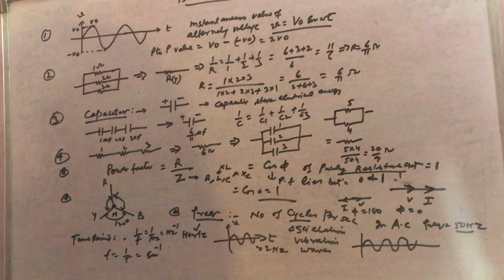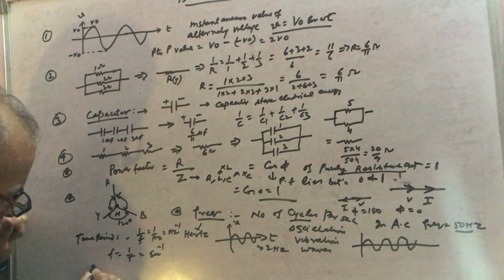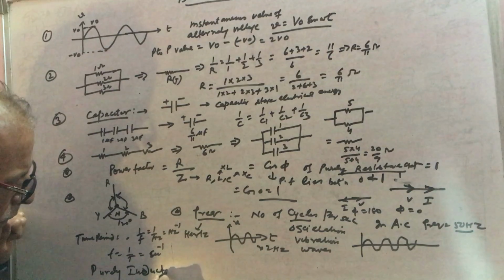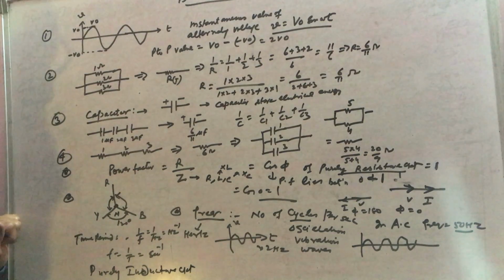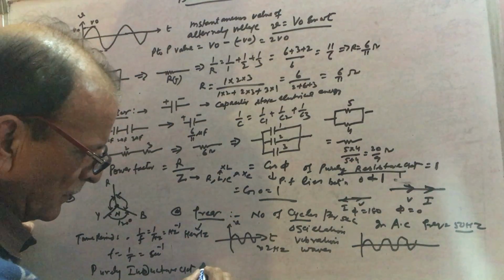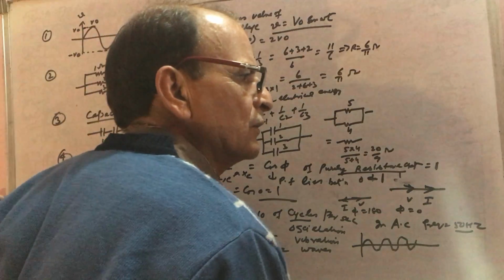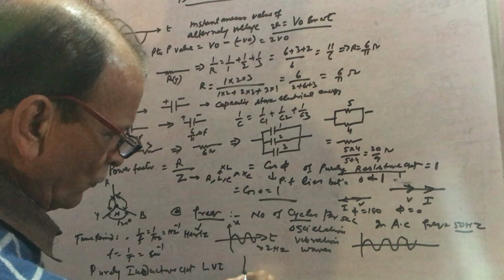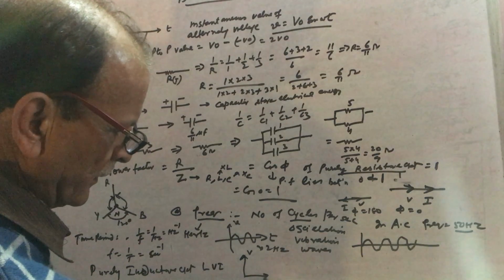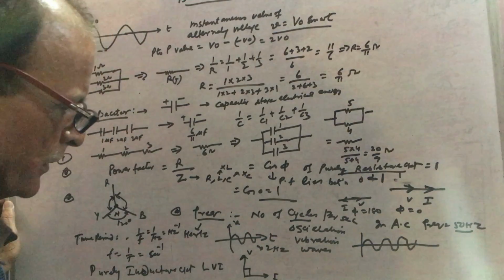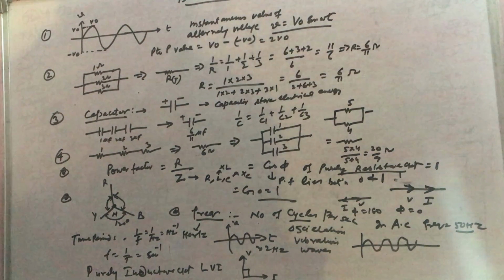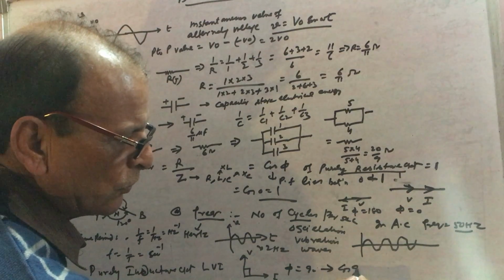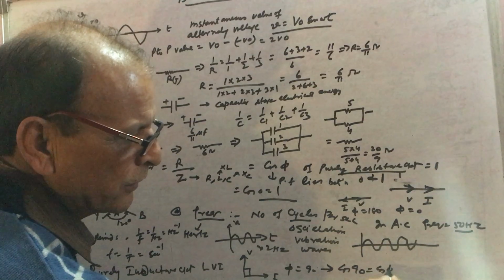Now we have next question. In purely inductive circuit, L, voltage leads current by 90 degree. And so phase angle is 90 degree. So power factor cos 90 is 0.